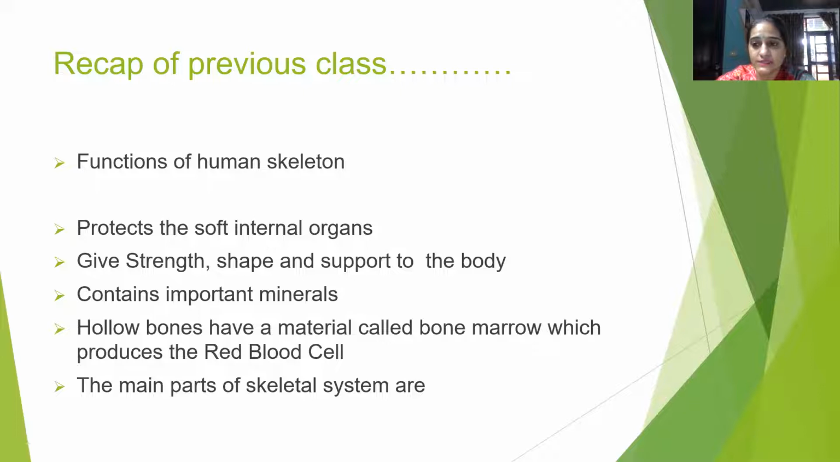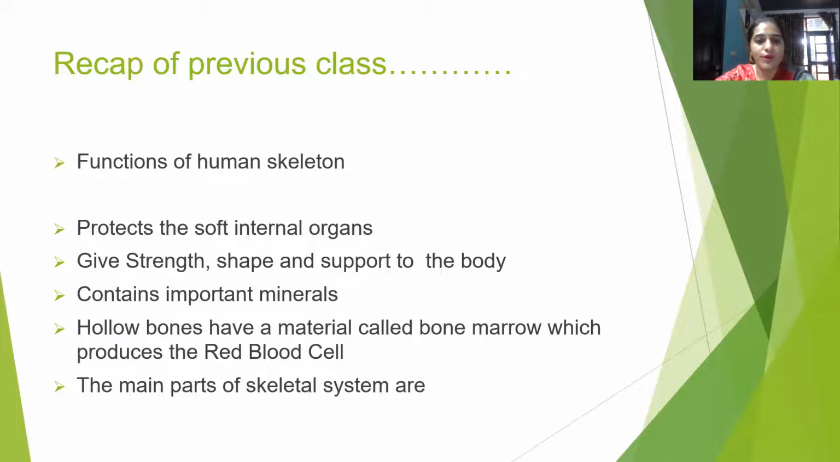206 bones combined together form the skeleton system. So human skeleton consists of how many bones? 206 bones. So now what is the function of the skeleton? Why do humans have this skeleton? So the first function of the skeleton is that the skeleton protects the soft internal organs. So now, can you tell me that the rib cage protects which vital organs? Yes, it protects lungs and heart.